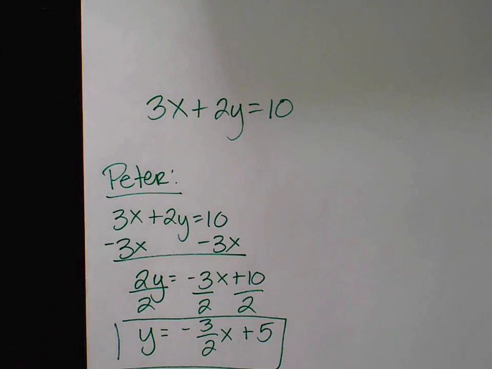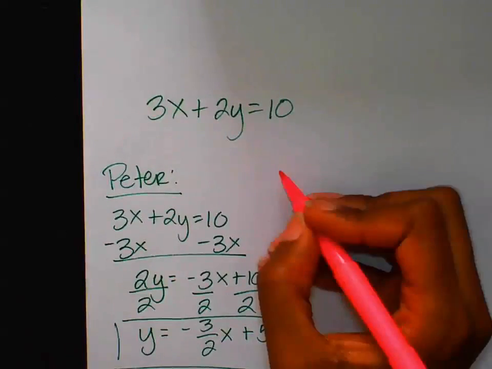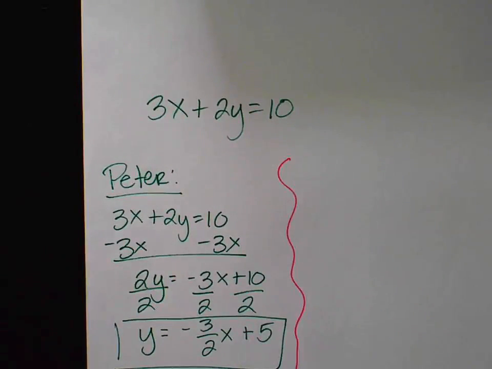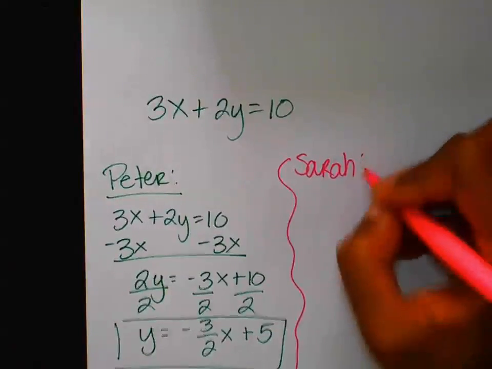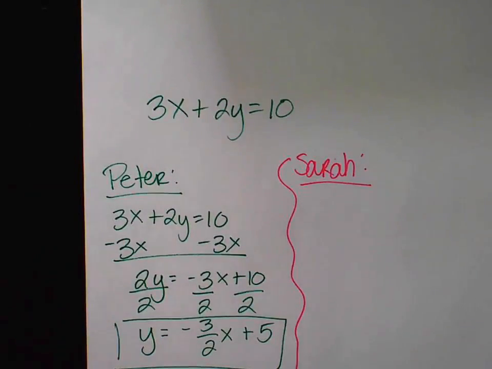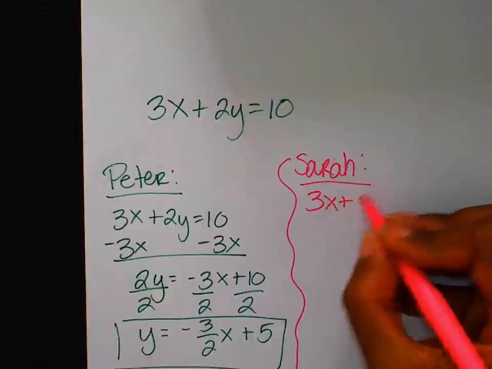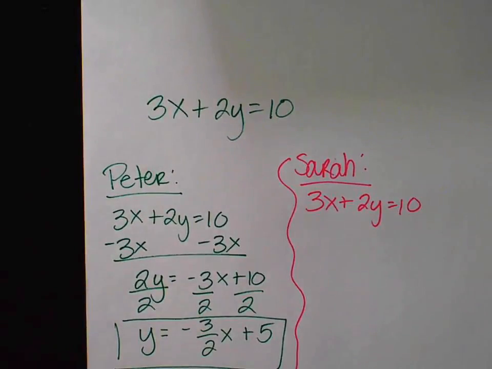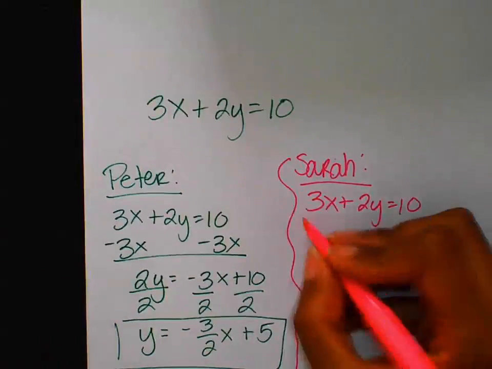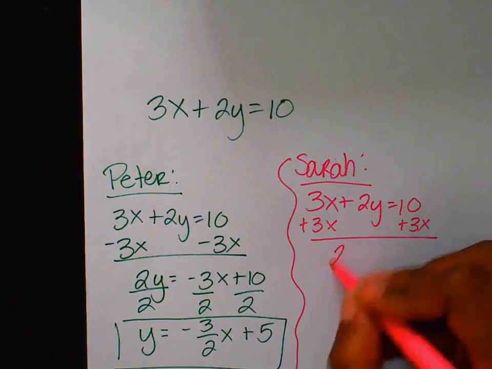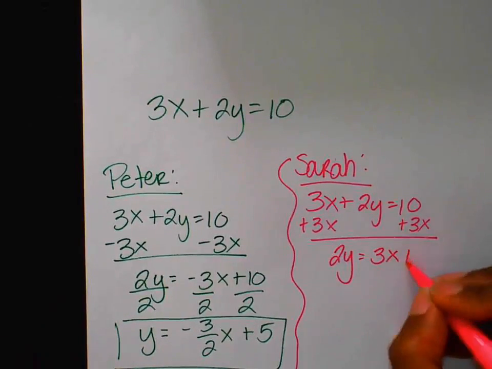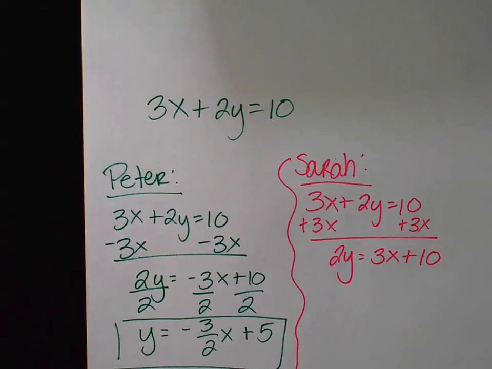Okay, and then you also have Sarah in the class, and we're going to see how she works out the problem and see which one you agree with, or maybe neither of them are right. So then we have Sarah. So she's going to start with the same problem, 3x plus 2y equals 10. And Sarah starts out by adding 3x to both sides. So she gets 2y equals 3x plus 10.